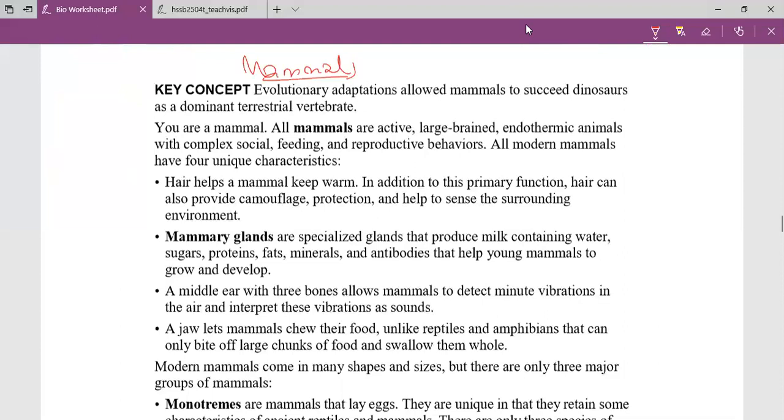All mammals are active, large-brain, endothermic animals with complex social, feeding and reproductive behaviors. They have a lot of complexity because they have what? They have large brains. Okay.